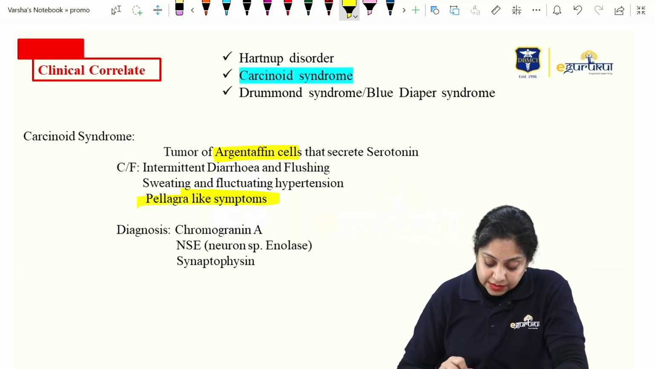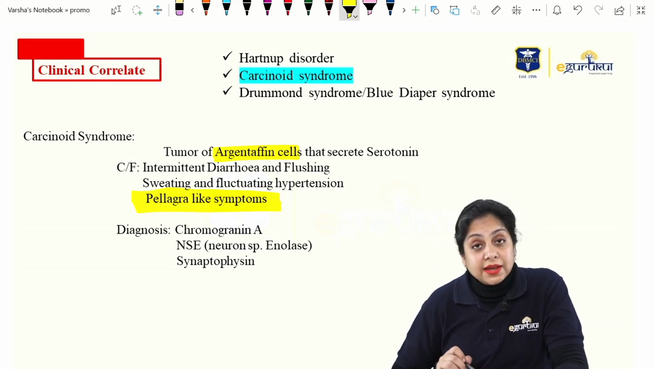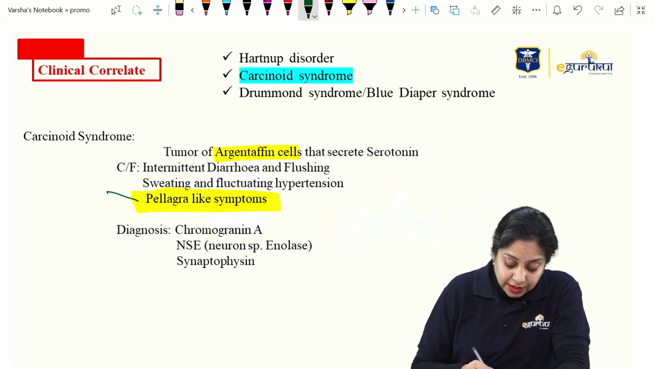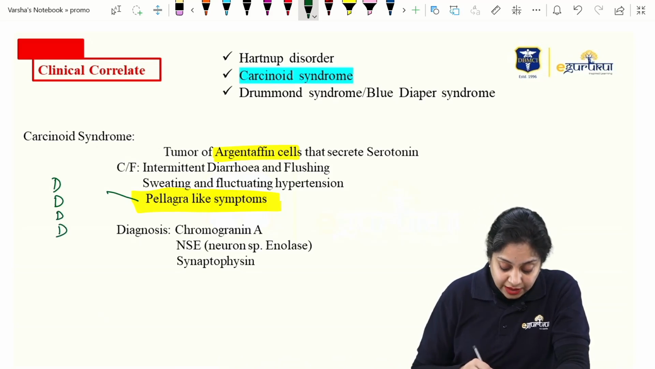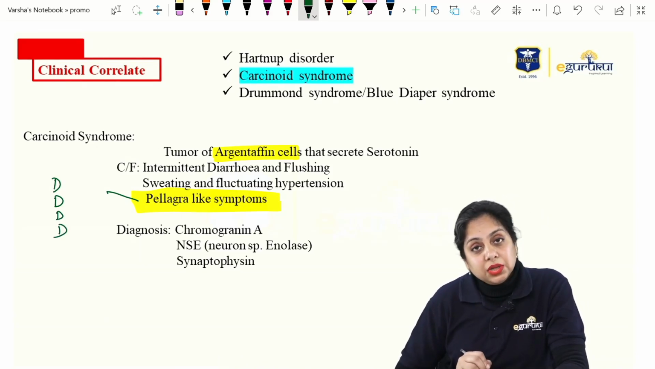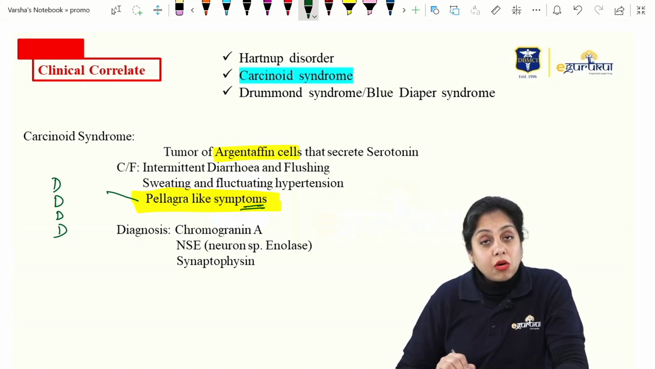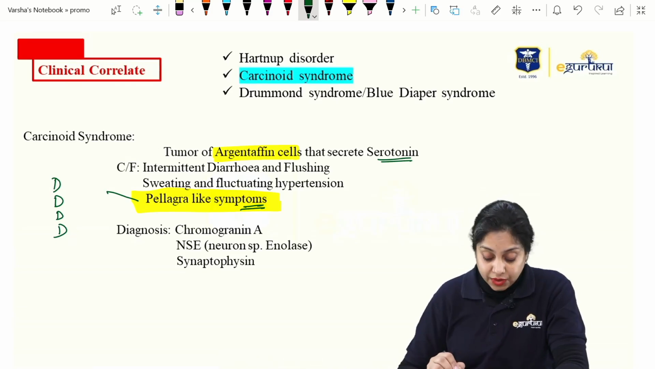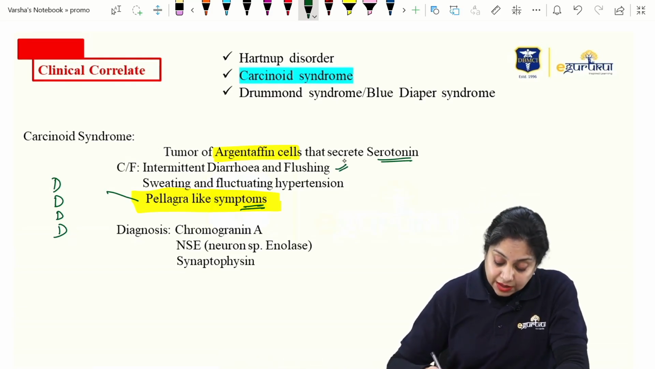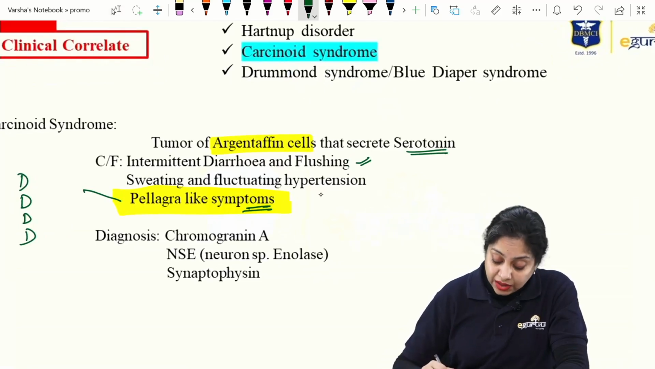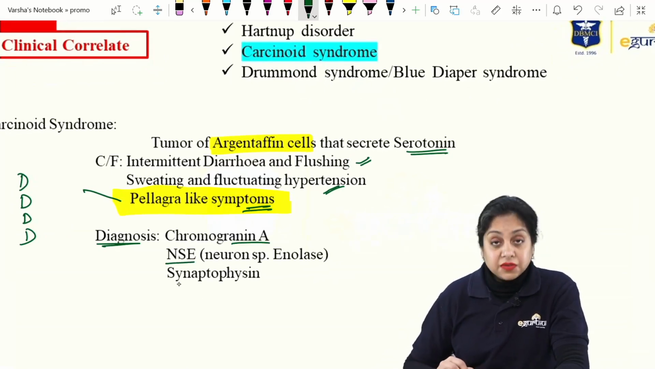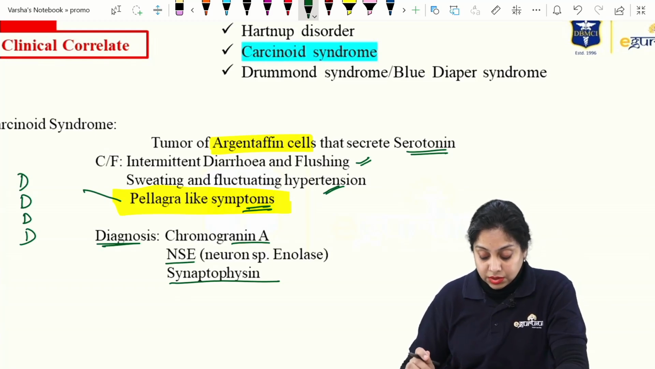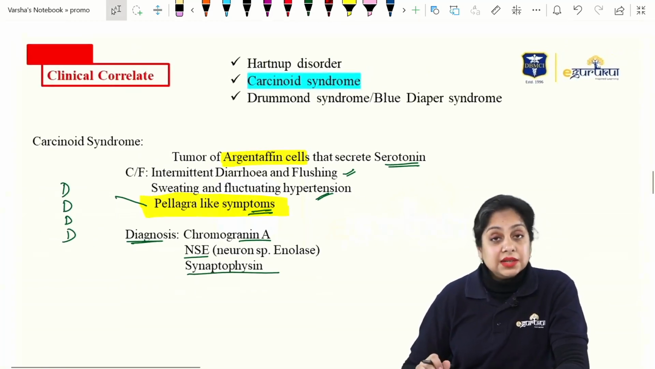This is what happens in the carcinoid syndrome, and that will lead to symptoms like pellagra-like symptoms. Pellagra, we know, is a niacin deficiency disease, which is like 4 Ds: diarrhea, dementia, what else? Dermatitis, and finally, if not taken care of properly, leads to death. So these symptoms will be seen because all the tryptophan is taken down towards the formation of serotonin. What else is seen? Intermittent diarrhea and flushing, sweating and fluctuating hypertension. Diagnosis is made by chromogranin A, neuron specific enolase, or by synaptophysin. Okay, so this is the carcinoid syndrome.